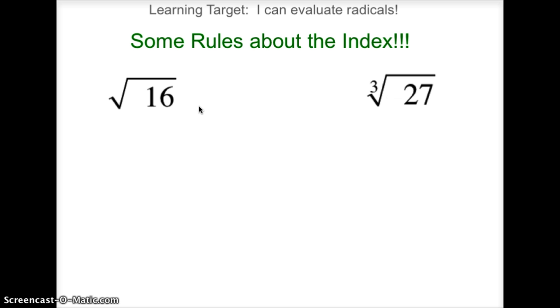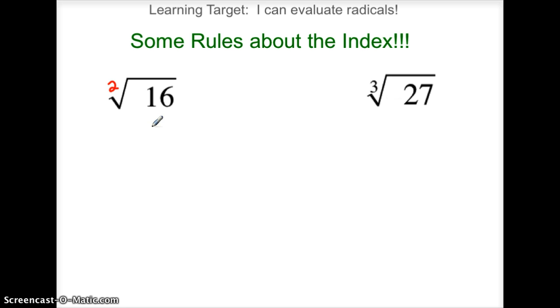But the index, it's a pretty cool little guy. And there's some special rules that we need to know about him. First of all, if you look to the left of your screen, there's the square root of 16. Now, notice there's no little index there. So the rule is when there's no number, it's understood to be a 2. Okay? Now, what is the square root of 16?